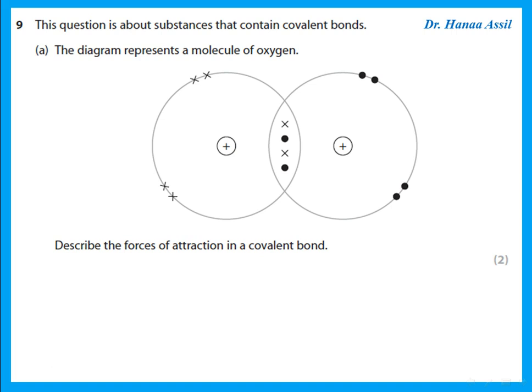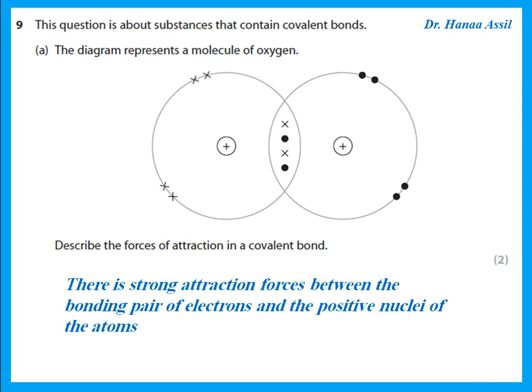This question is about substances that contain covalent bonds. The diagram represents a molecule of oxygen. Describe the forces of attraction in a covalent bond. What is holding these two atoms together, or what is meant by a covalent bond? Remember, a covalent bond is a strong attraction between the bonding pairs of electrons that are being shared between the atoms and the positive nuclei of the two atoms.